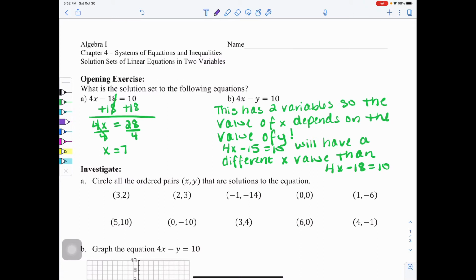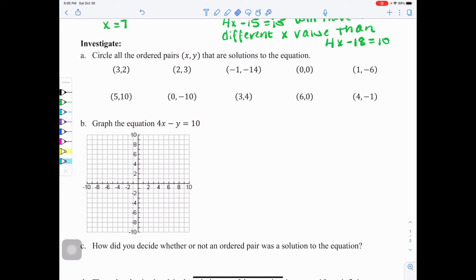So if you need to, pause the video in order to fill in this response and then resume when you're ready to move on. Okay, so now let's move on to our investigation. In part A, I need you to circle all the ordered pairs x, y that are solutions to the equation, and we are going to use the same equation that we used in our opening exercise, which is the 4x minus y equals 10. Okay, so at this time, I'd like you to pause the video again and circle all the ordered pairs that you believe are solutions to that equation.